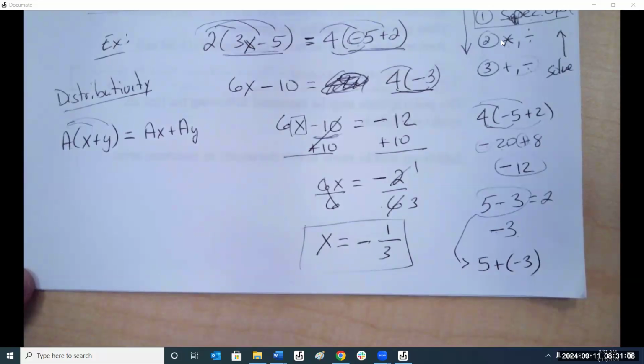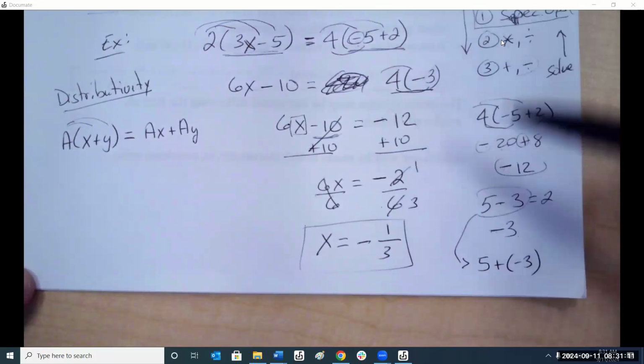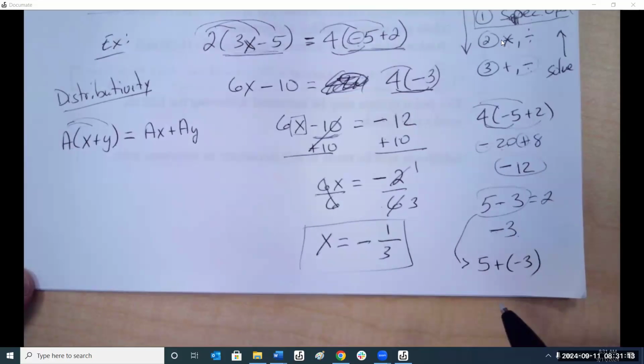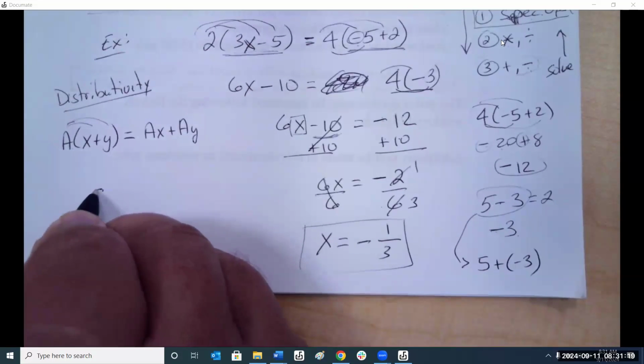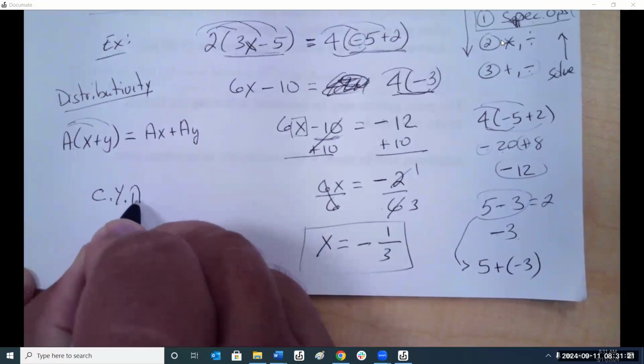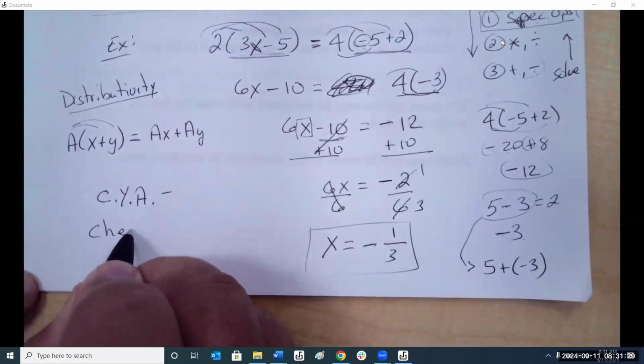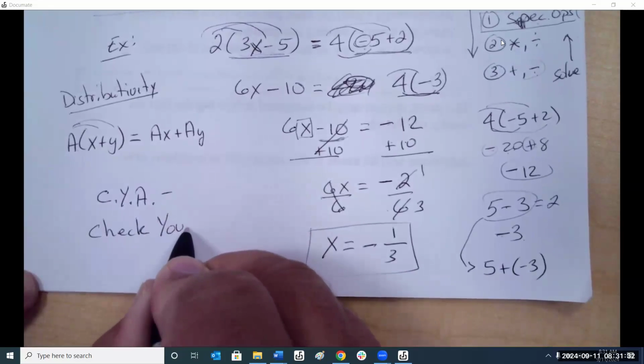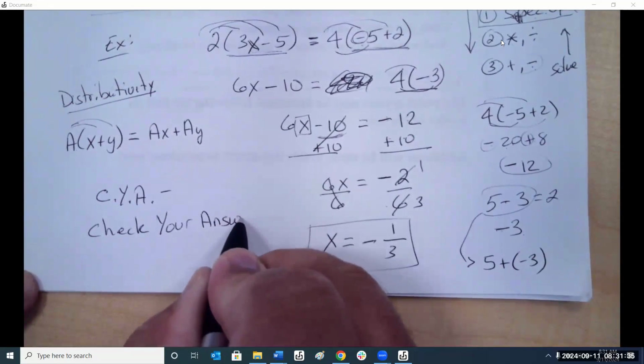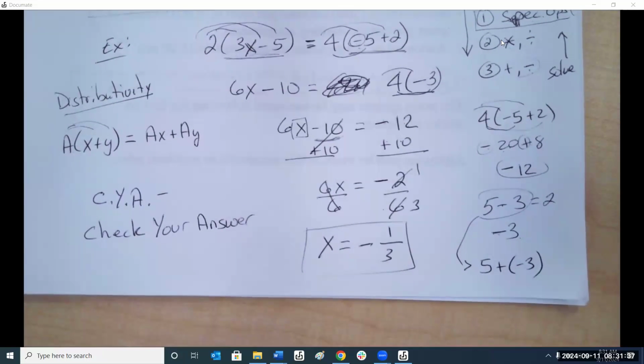From this point on, besides these steps that we're showing you here, there's one extra step that you have to do at the end if you want to make hundreds. The last step should always be CYA. What does CYA mean? It means, exactly, check your answer. That's exactly right. Ideally, you should know your grade before you ever press send.